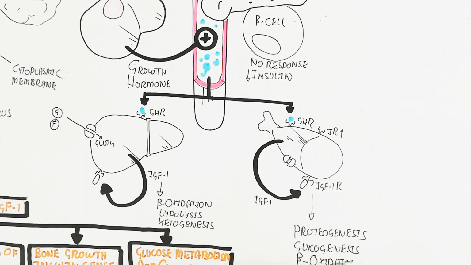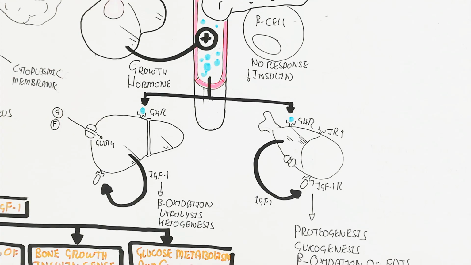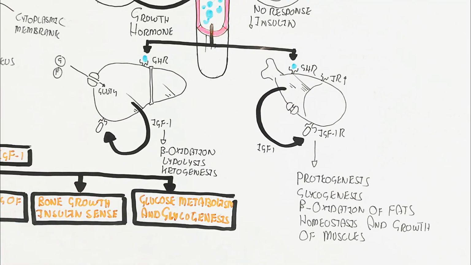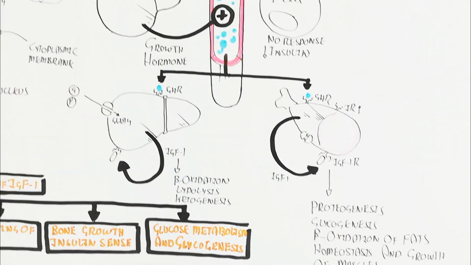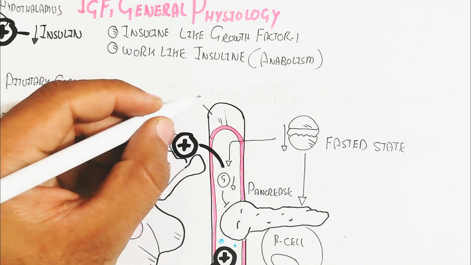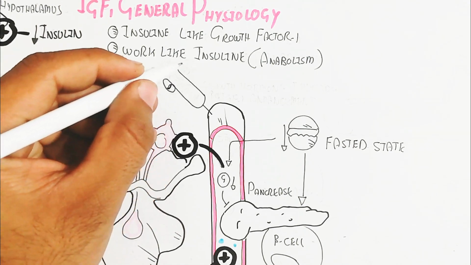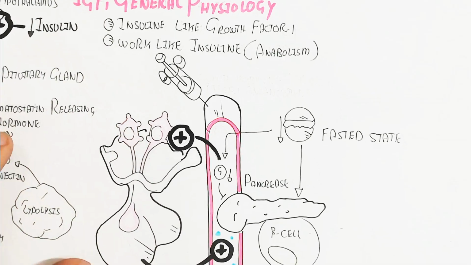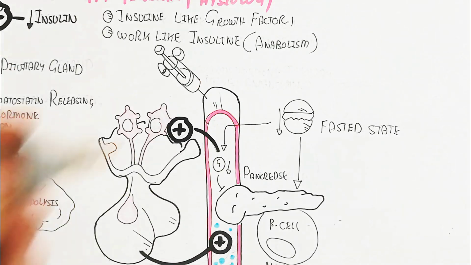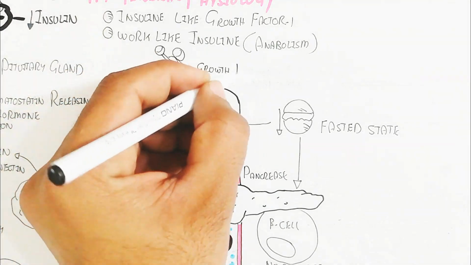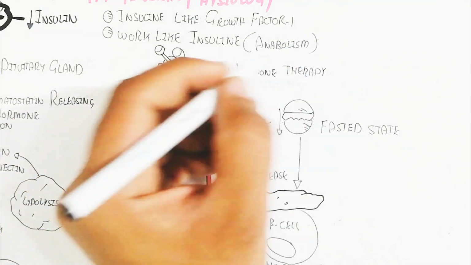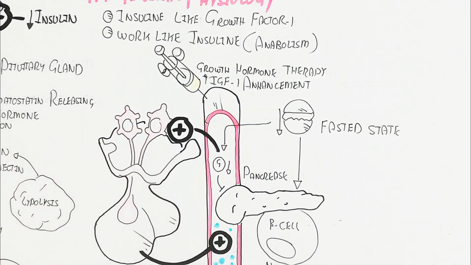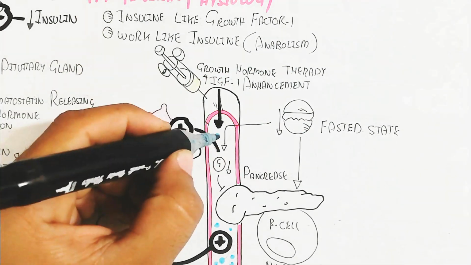On the other hand, the IGF-1 receptor in muscle will lead to proteogenesis, glycogenesis, and beta oxidation, as well as homeostasis and growth of muscle. It also produces the GLUT4 channel like insulin. The function is the same as insulin, but it is different: it is released when insulin is not released, but sometimes it is released combined with insulin also. So growth hormone therapy leads to enhancement of insulin-like growth factor 1.